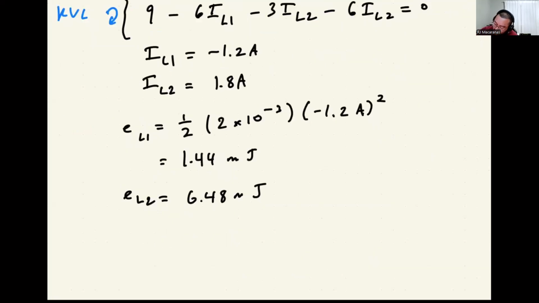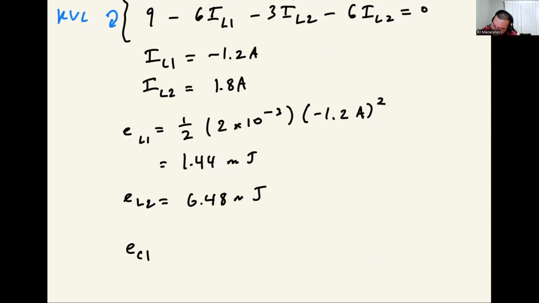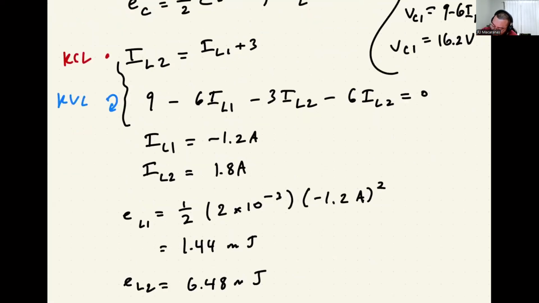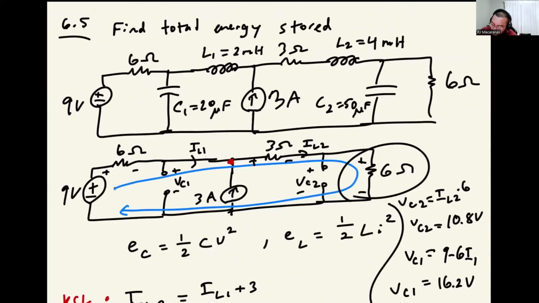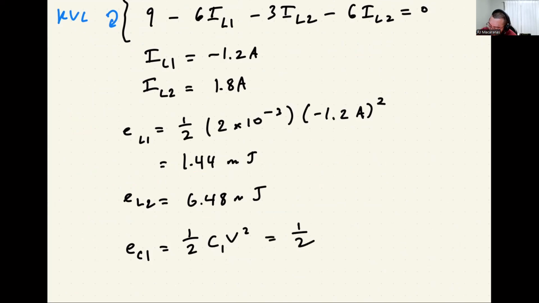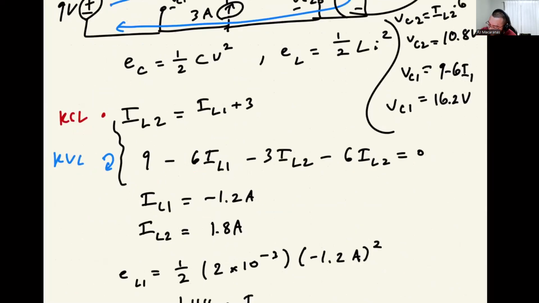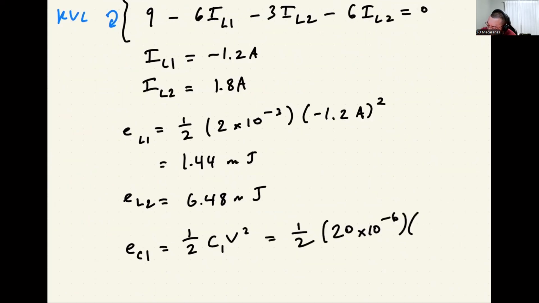Right? And then to find these energies stored in these elements, you just take 1/2 CV squared, and this is going to be C1 in this case. C1 is 20 microfarad, and then the voltage across C1 is 16.2 volts. You're going to take that, square it, and you'll find that that is equal to 2.62 millijoules.